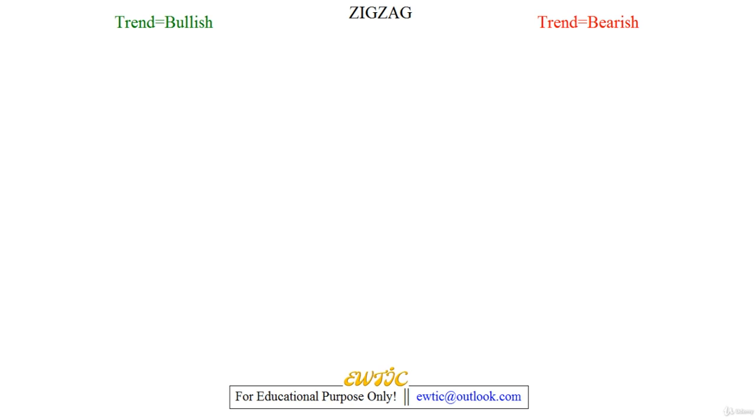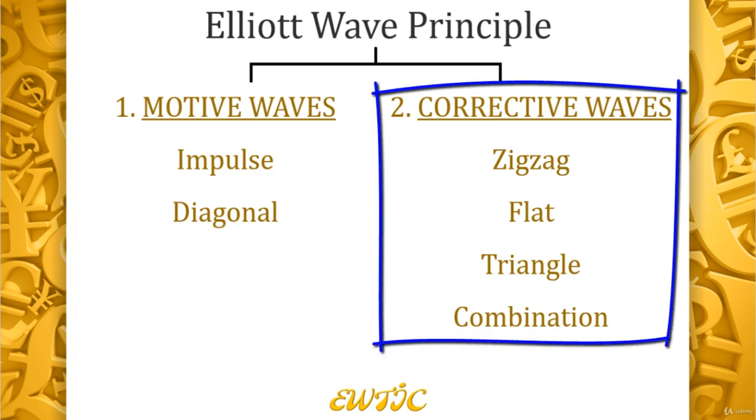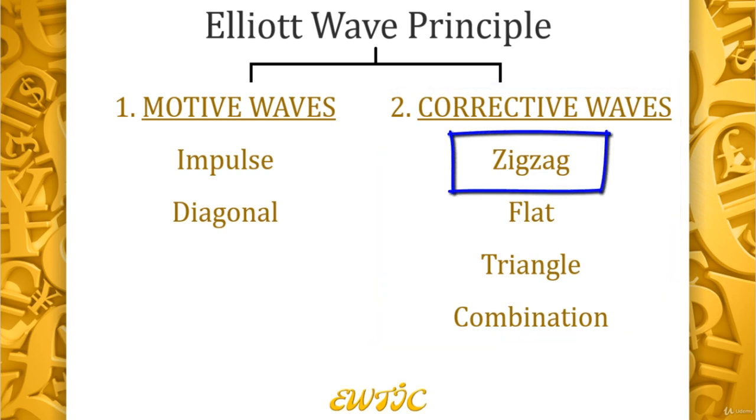Previously, we have learned that the Elliott Wave principle has two branches, or two categories: the motive waves and corrective waves. The motive waves move in the direction of the main trend, while the corrective waves move against the direction of the main trend. Corrective waves can be further subdivided into four categories: zigzags, flats, triangles, and the combinations thereof. Today, we are going to learn about zigzag.